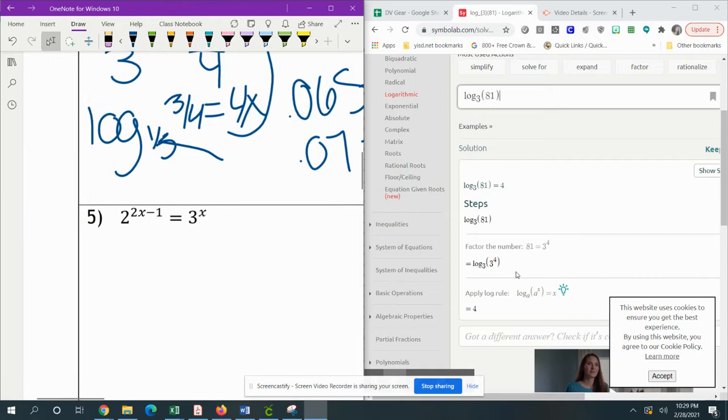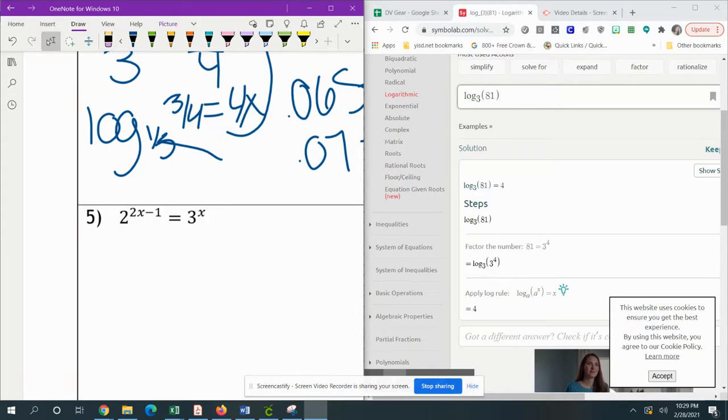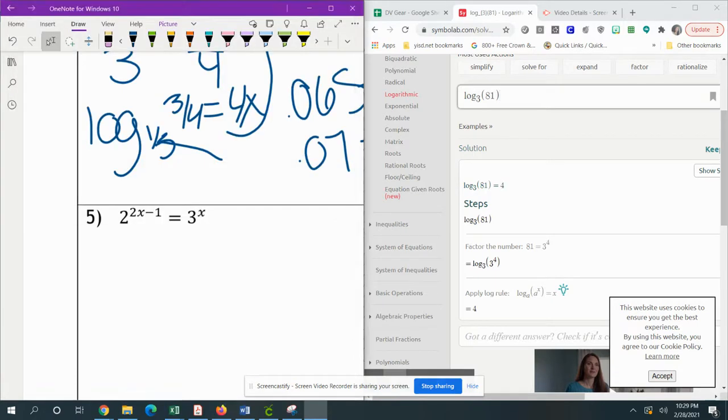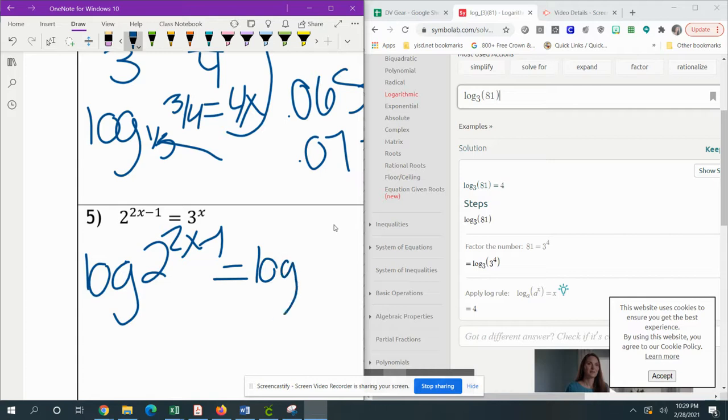Okay, so this next one, if we notice, we do have a 2 on this side and a 3 on the other side. They're completely different bases. What we're going to do is go ahead and throw logs in front of these. So it'll be log of 2 to the power 2x minus 1 equals log of 3 to the x power.